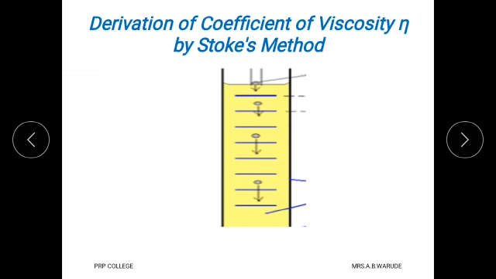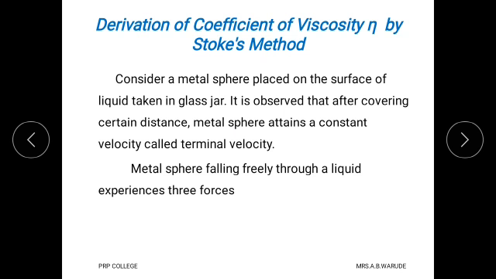Here, to find the coefficient of viscosity by Stokes method, consider a tall glass jar in which a metal sphere is dropped very carefully in the middle. As we know, after covering a certain distance, the ball bearing falls with a constant velocity known as terminal velocity. When this ball bearing moves in the downward direction, at the same time two forces act in the upward direction, and these two forces are called the force of viscosity and the upthrust force.